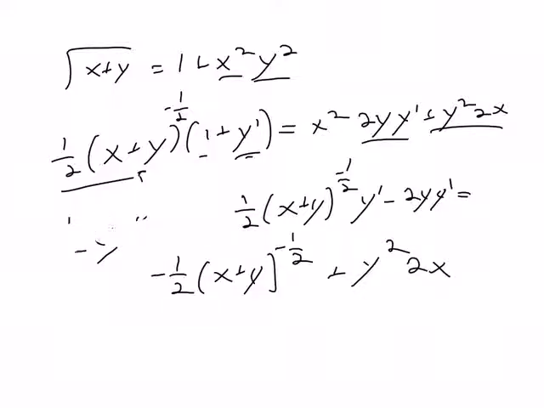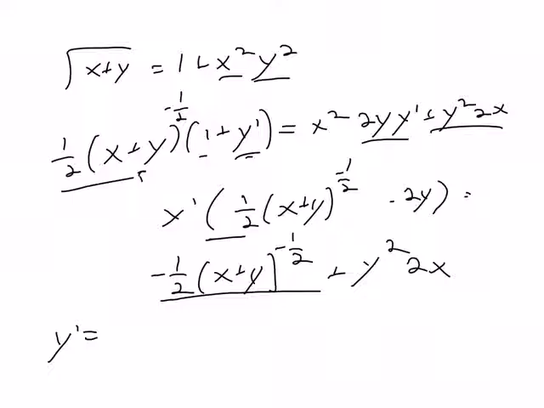And now what I can do is, again, I can take out a y prime, I can erase the y primes over here. Now I can divide by this, so I get y prime is equal to this thing, which is negative a half. Well, let's just do it this way.